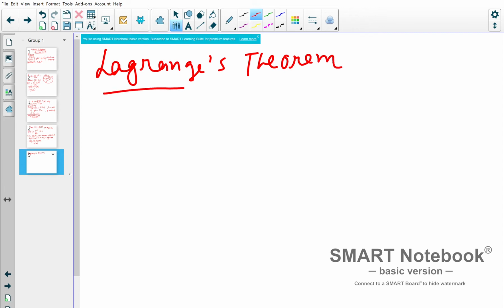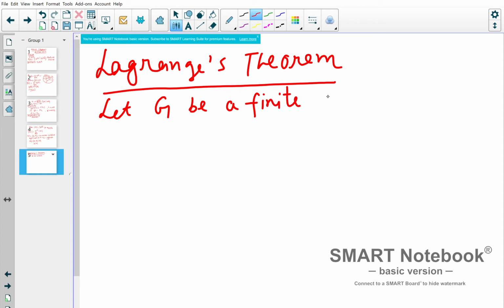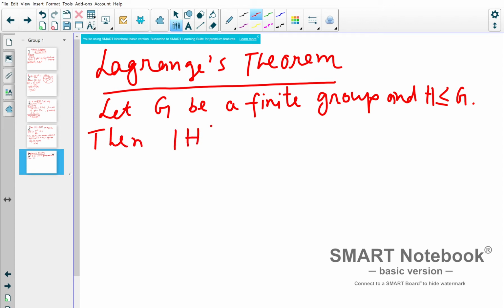So how do I write it down properly? It says that let G be a finite group and H be a subgroup of G. Then the order of H divides the order of G. This is simple.